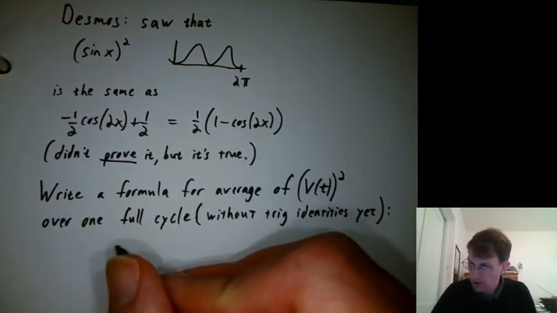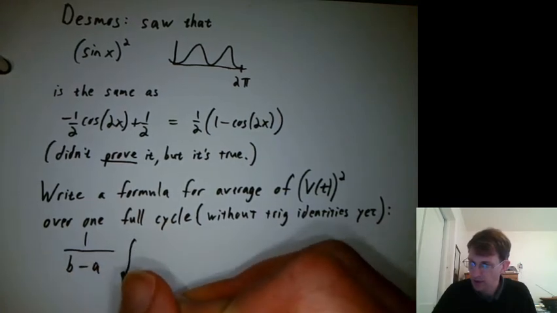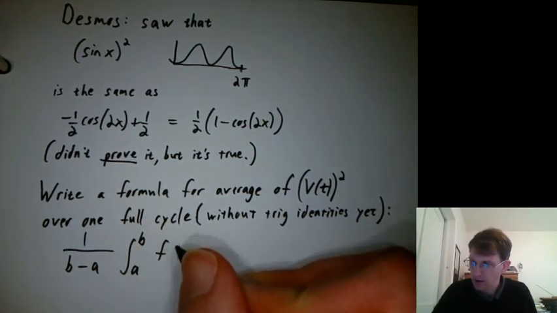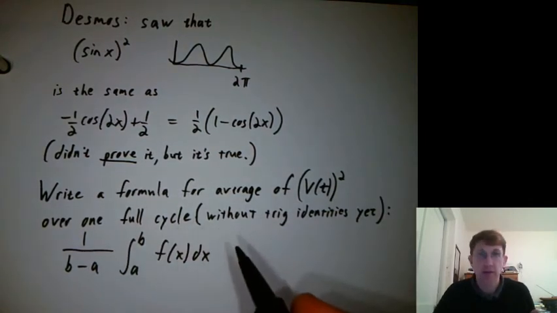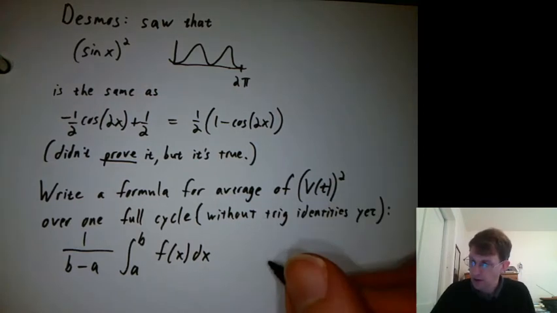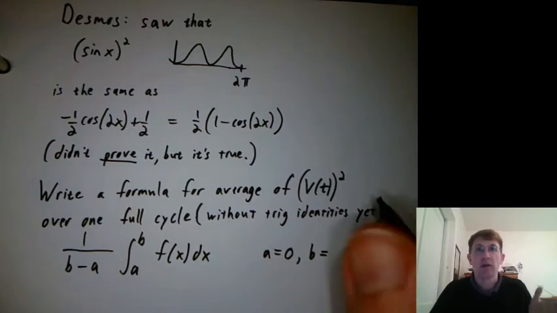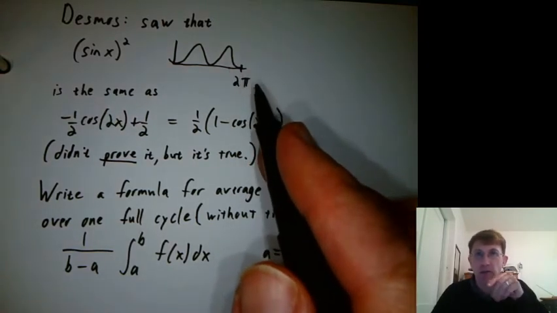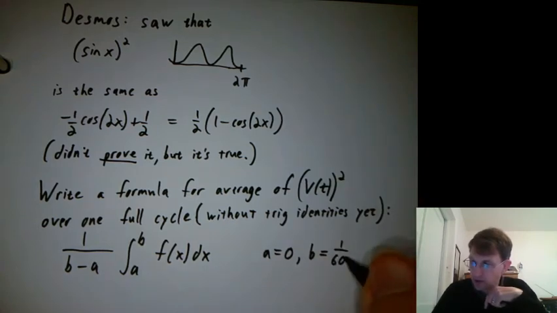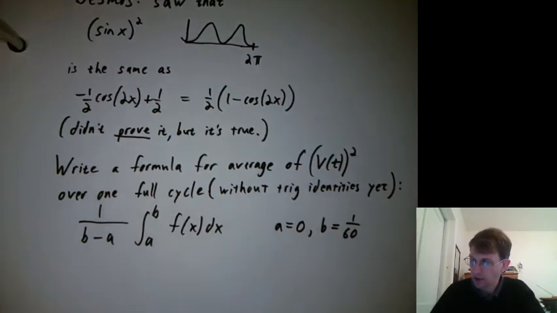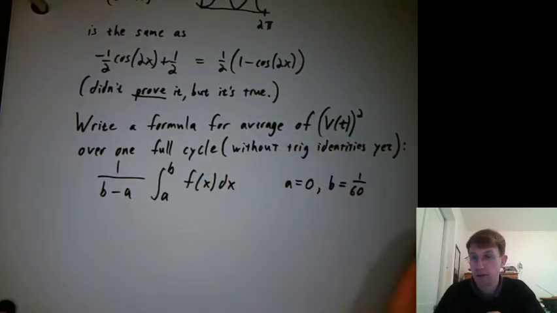All right, welcome back. So to take the average of a function, we do 1 over b minus a, integral a to b of f of x dx on some interval a to b, right? So let's specialize that to this function. We might as well start at time 0, and how far out do we want to go? Not 2 pi, that's for a plain sine wave, but for the voltage, the wavelength was 1 over 60 of a second. And the value of the function we're averaging is v squared.